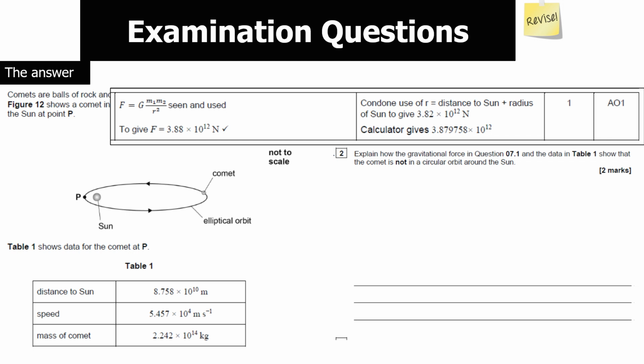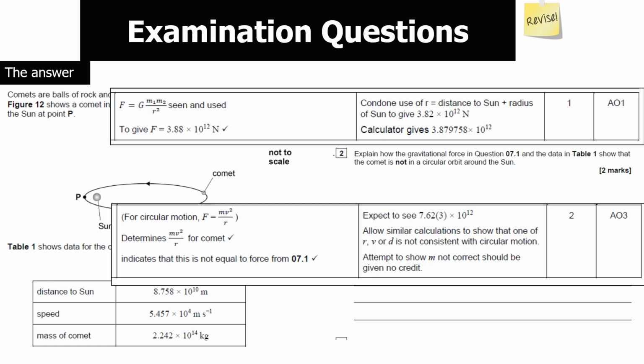Now the second one is asking for you to comment if it's in a circular orbit or not. Now you've already done a topic on circular motion for paper 1, and you know the standard equation to work out the centripetal force for any object going in a circle. So you can have either F equals m omega squared r or F equals mv squared over r. Now you'll notice that Table 1 gives you these, so you should be using the equation F equals mv squared over r. Work it out and you should indicate that the two forces are not the same, so therefore that tells us that the gravitational force is not acting as a centripetal force, so therefore it's not in a circular orbit.